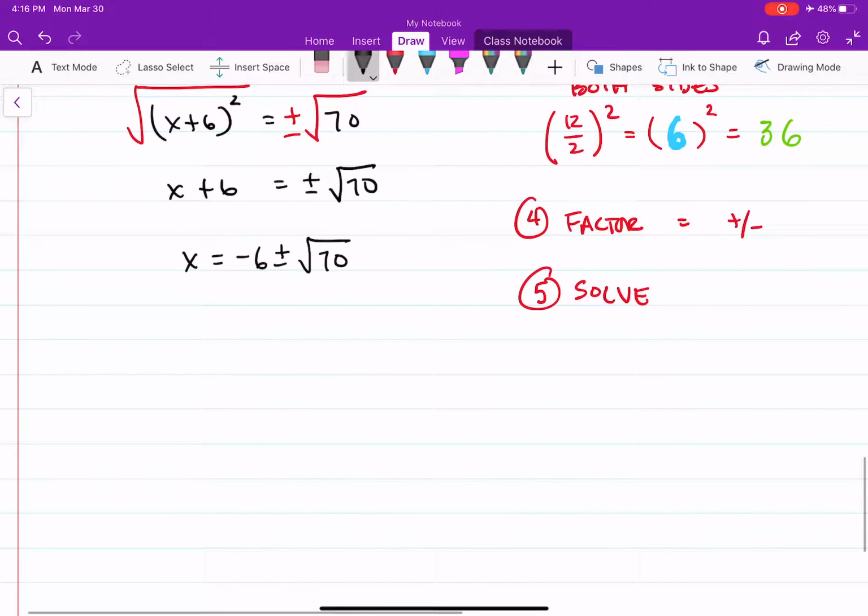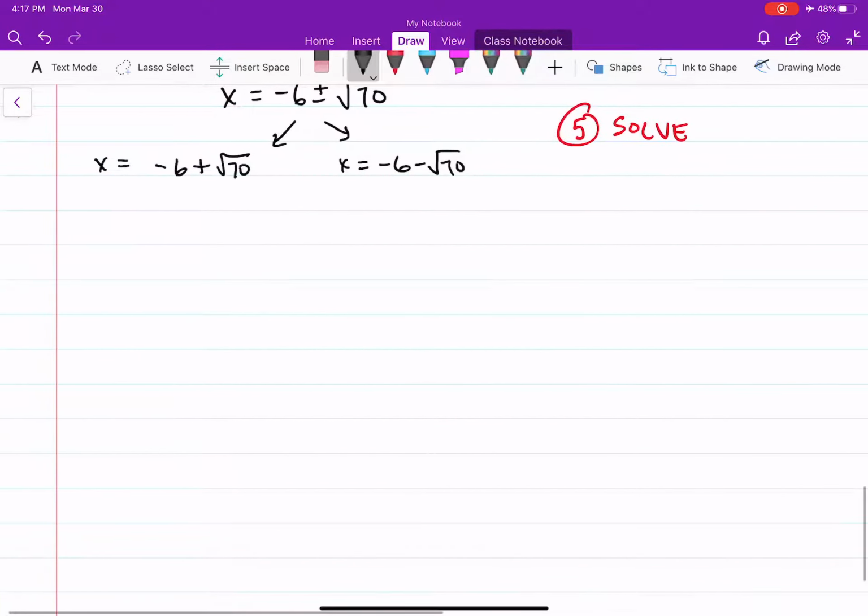I can still go into two different answers if we want, which is x equals negative 6 plus square root of 70, or x is equal to negative 6 minus square root of 70. Okay, so it all depends on what they're asking for. If they're only asking for one answer, then you got it. If they're asking for two answers, now you got the two answers. All right.